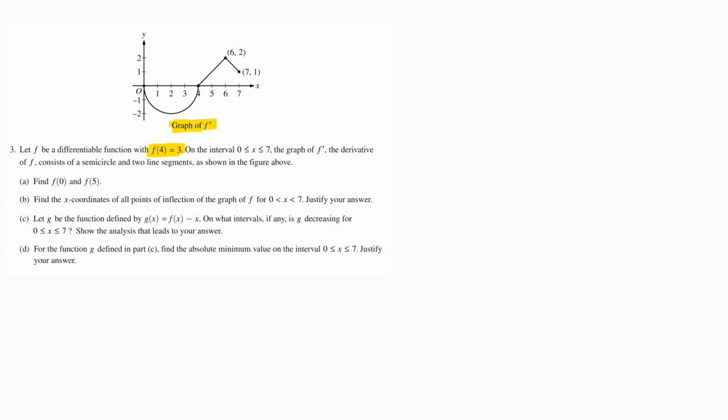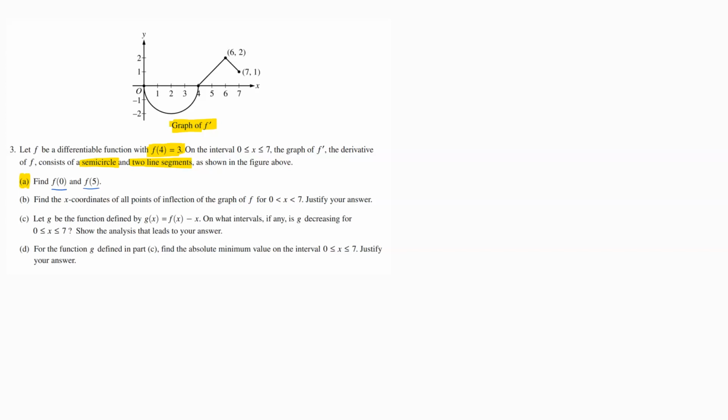And then the shapes that we're looking at up above consist of a semicircle and two line segments as shown in the figure. So from there, what we would want to do is answer whatever questions they give us. This video is just going to talk about part A. On this one, we want to find f of 0 and f of 5.